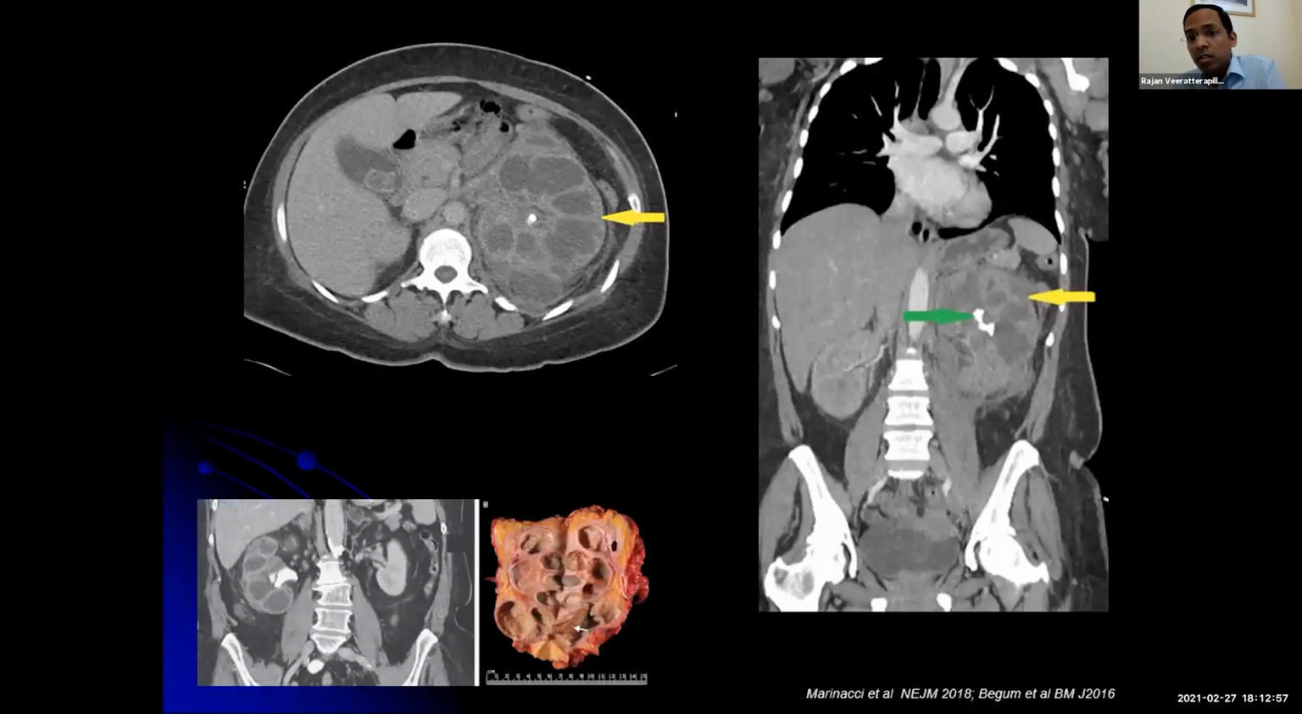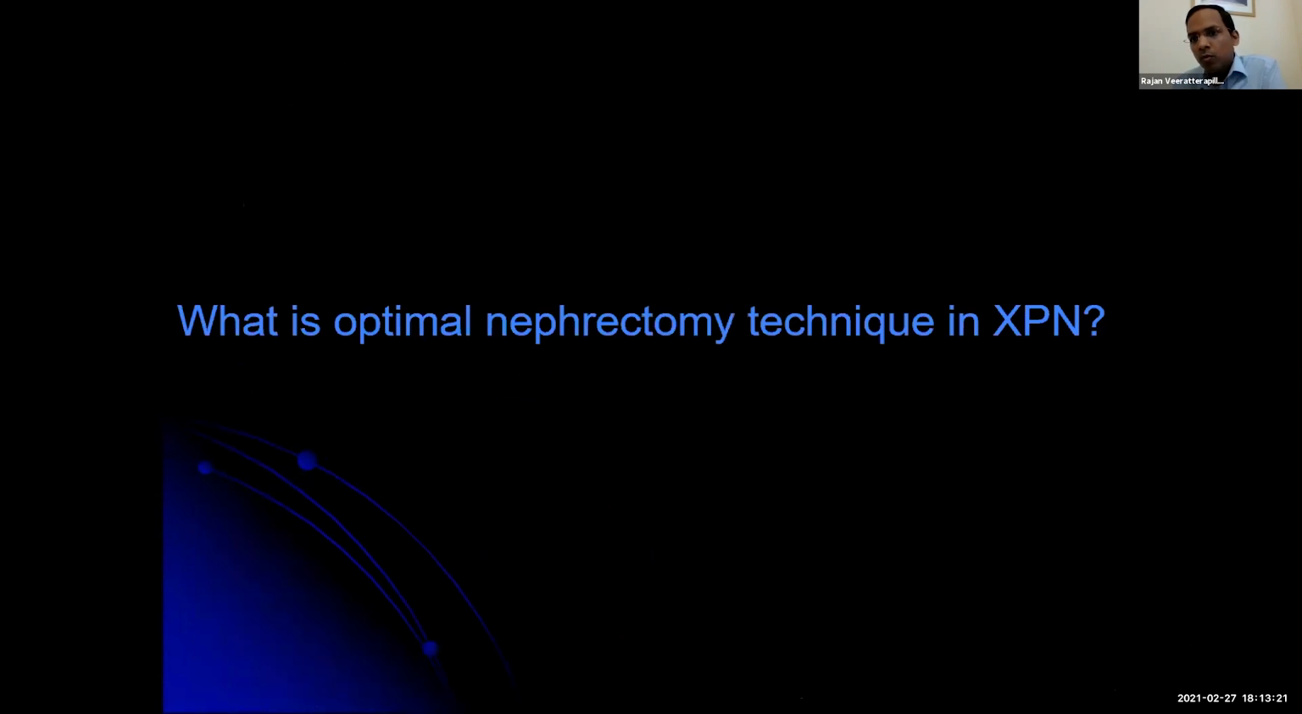These are the appearances of what you might get on a CT. So here you can see the distension of the collecting system. You've got a stone here. If you look at these appearances, you might think that it resembles a bear paw in the snow. So it's often been called a bear paw sign on the CT, and this would be a radiological sign that you're dealing with XPN. As we already said, the vast majority of them would require nephrectomy.